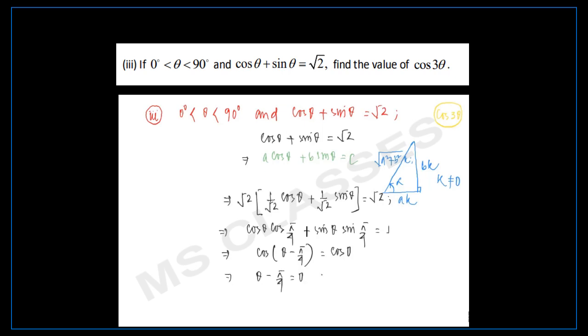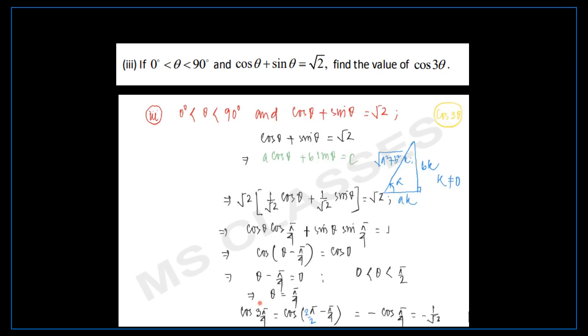Now, since theta, if we take it in radian measure, is less than pi by 2 and greater than 0, this gives us theta equal to pi by 4. Corresponding value is given, so any one can be taken. Now we take cos 3 pi by 4. That is cos(pi minus pi by 4). So cos remains as cos only. Second quadrant, cos is negative, so minus 1 by root 2.